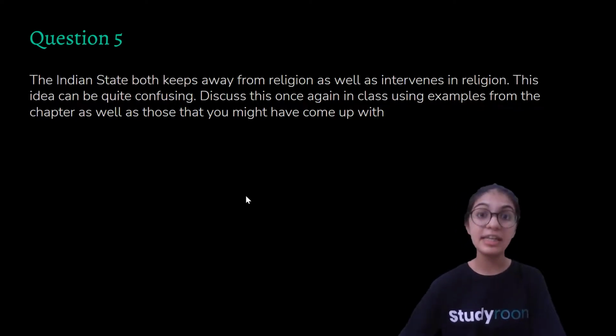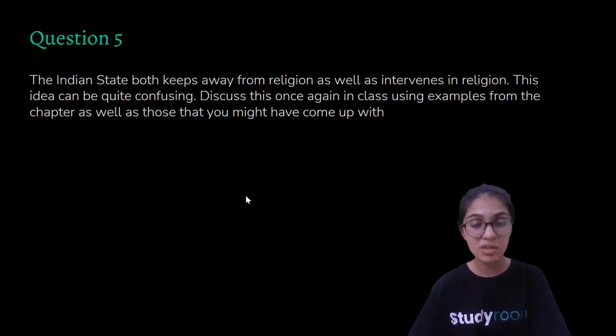So the government does not interfere in the cases where people are not hampering others' fundamental rights and interests, but it intervenes in the cases where there are practices such as untouchability or female infanticide, where they could see that there is discrimination happening, where they could see that there is ill treatment happening in society. So in these cases, they could intervene.